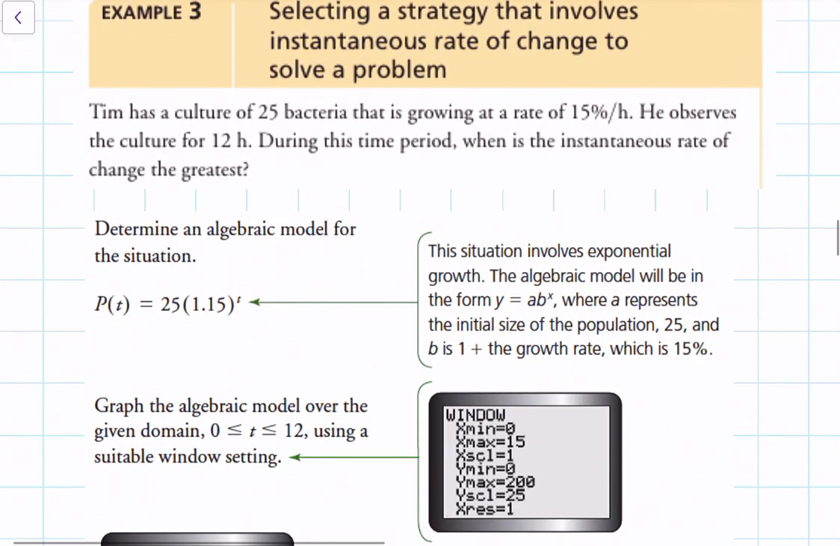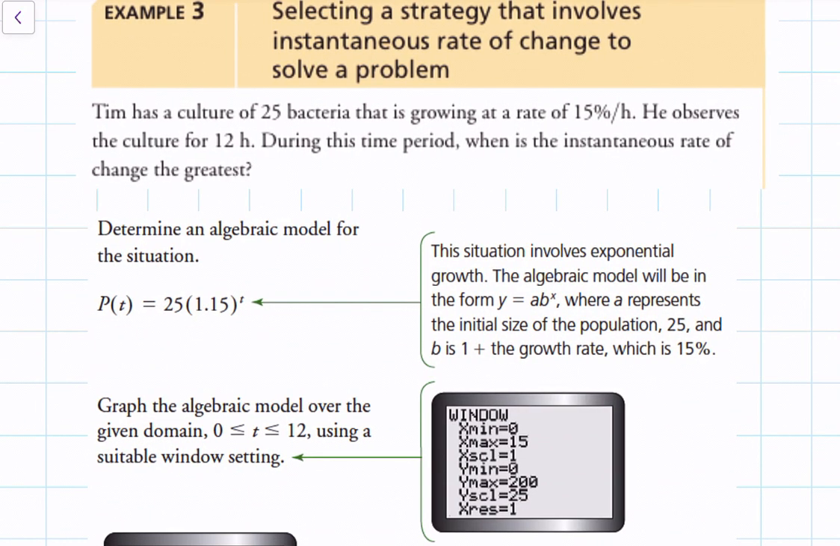Okay, example 3. So this is going to use a graphing calculator. Tim has a culture of 25 bacteria that is growing at a rate of 15% per hour. He observes the culture for 12 hours. During this time period, when is the instantaneous rate of change the greatest?